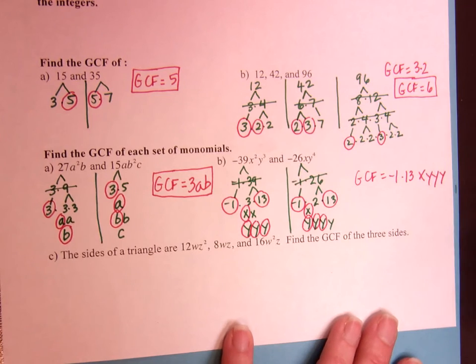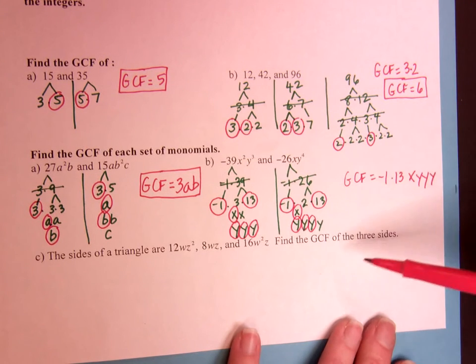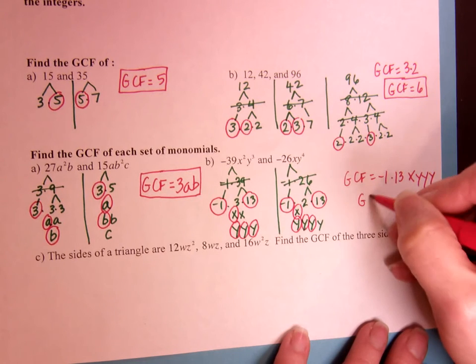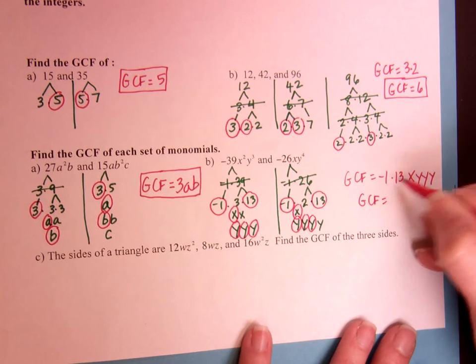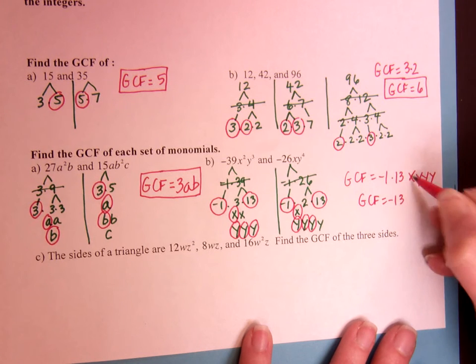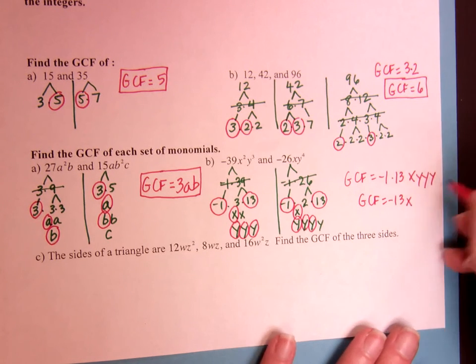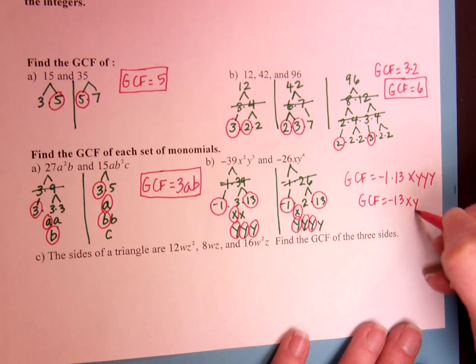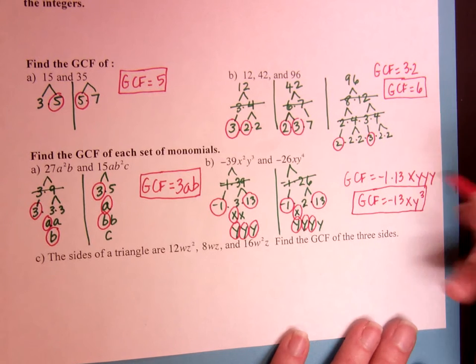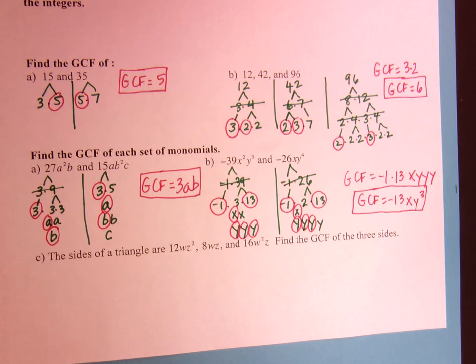Each time we find something that they have in common, we write it down over here. Then we simplify that. So for the number, we have a negative 1 and a 13. That's a negative 13. We have one X. And how would we write Y? Y cubed. Good. So this is the greatest common factor for those two monomials.